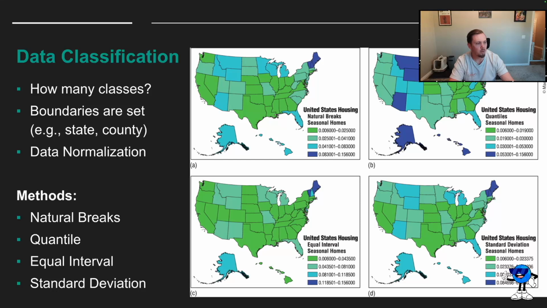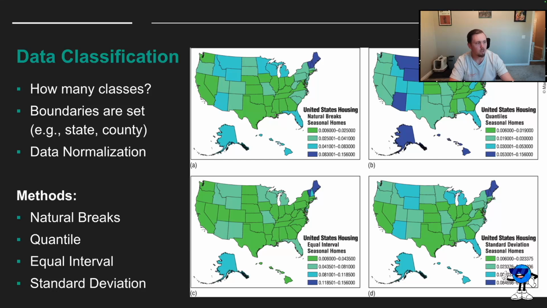Note that this method simply classifies data based on the range of all values, but does not take into account clusters of data or how the data is distributed. Therefore, only a few states end up in the upper class because their percentages of seasonal homes are greater than 3/4 of the total span of values.